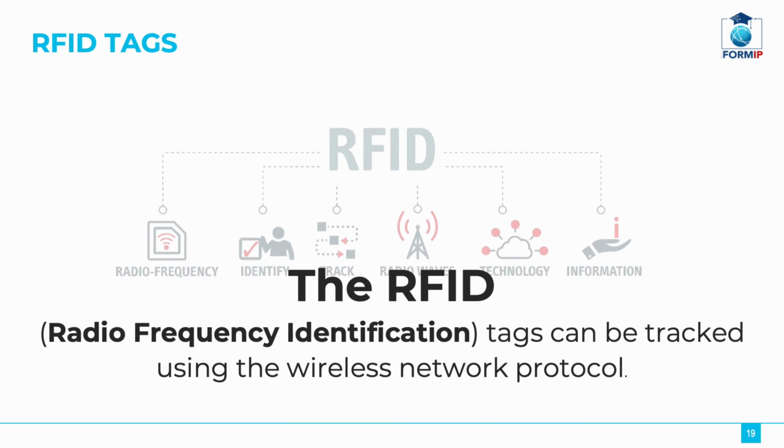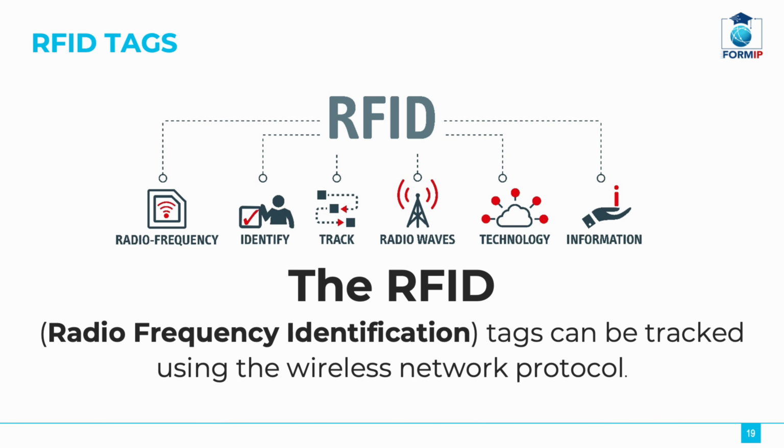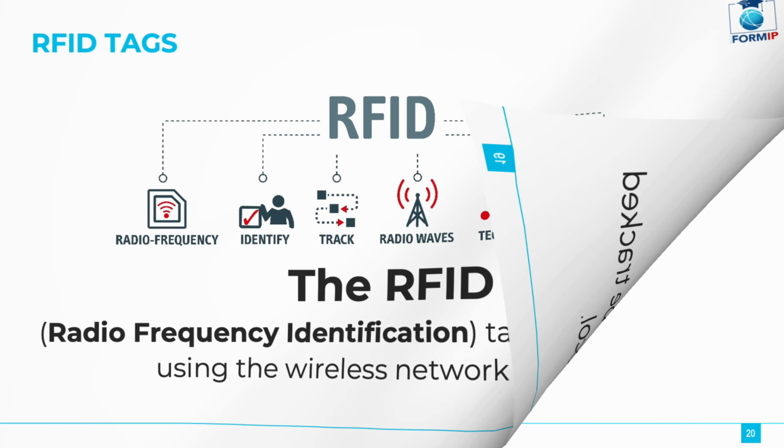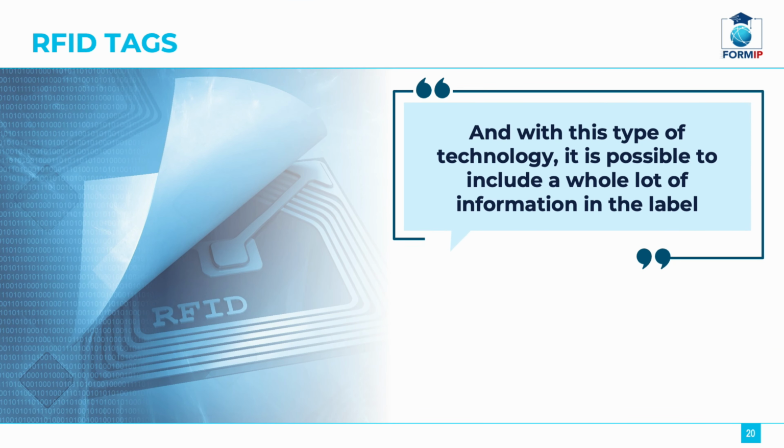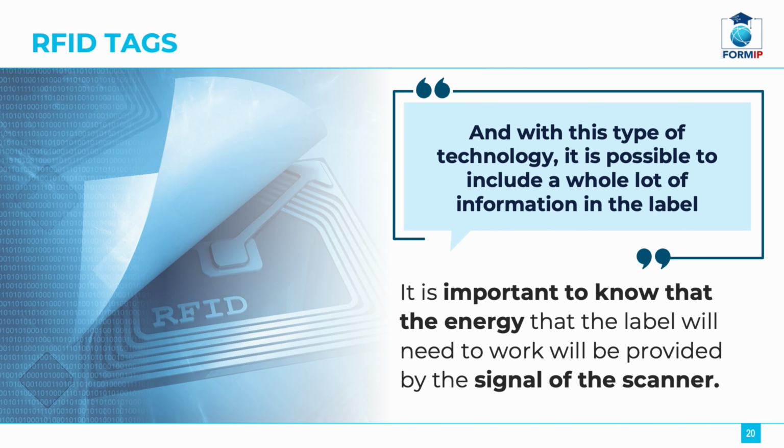RFID tags. That's why there is another marking solution, which is RFID, radio frequency identification tags. Here, the label can be tracked using the wireless network protocol. And with this type of technology, it is possible to include a whole lot of information in the label. And unlike the barcode, here, the information stored there can be updated without any problems. It is important to know that the energy that the label will need to work will be provided by the signal of the scanner.